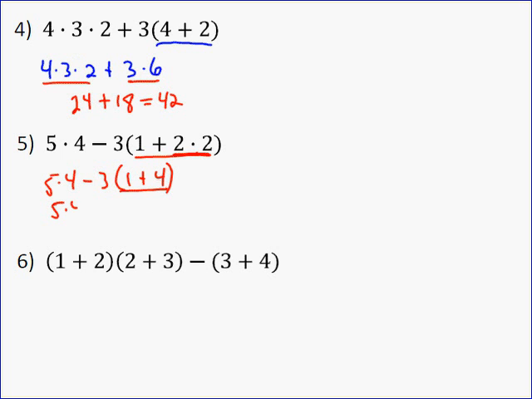So 5 times 4 minus 3 times 5. You got two products there we have to do. So 5 times 4 is 20, minus 3 times 5 is 15. So 20 minus 15 is 5.